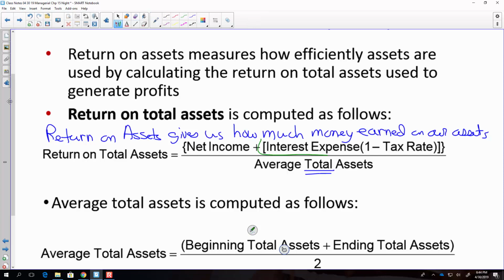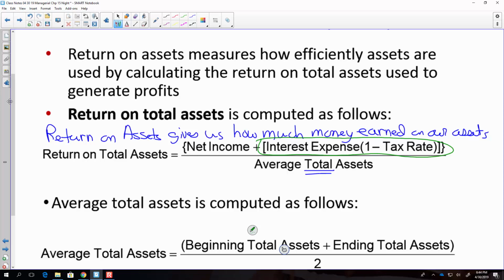In the upper section, for this ratio, I'm going to take my net income plus my interest net of the tax rate. So in other words, I'm taking the tax effect out of that interest expense, because interest expense does what to my taxes? It reduces my taxes, right? So I'm taking that effect out.